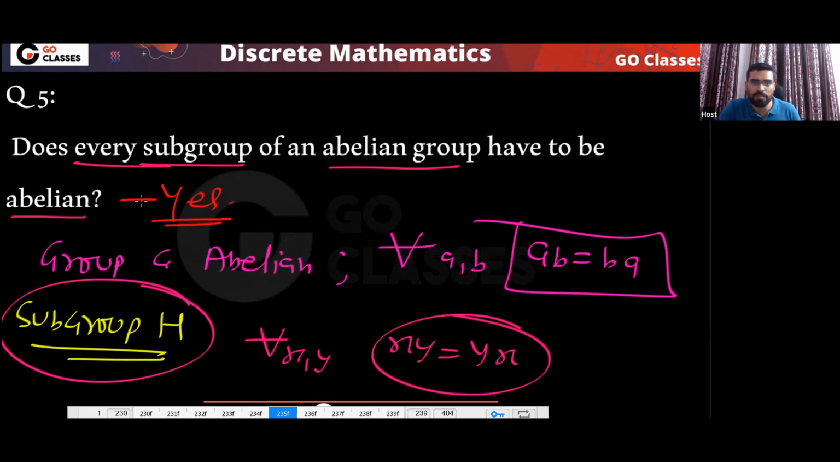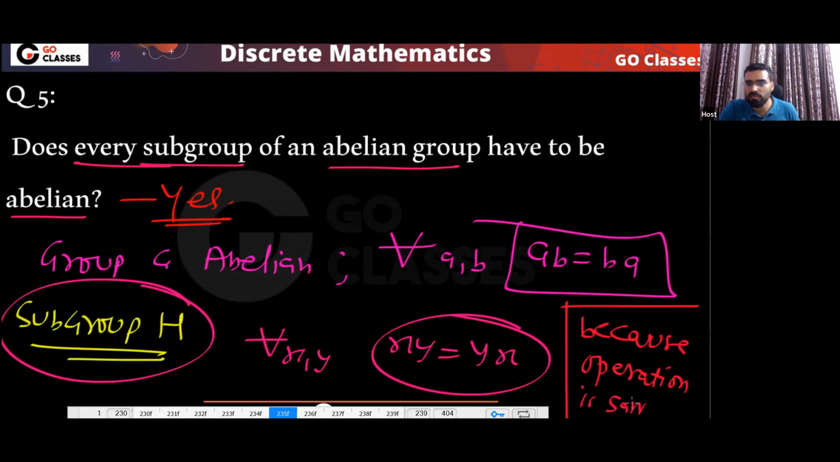Notice that the operation is the same. Subgroup means the same operation. You are not changing the operation, because the operation is the same. Yes or no? And you are taking a subgroup, a subset of elements.